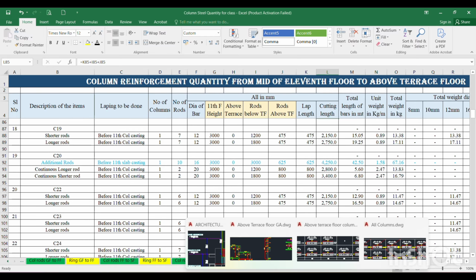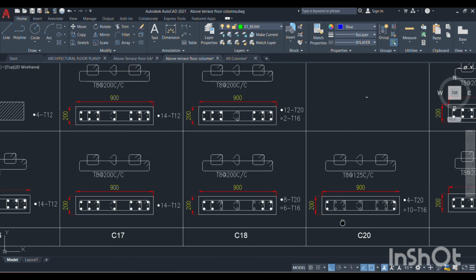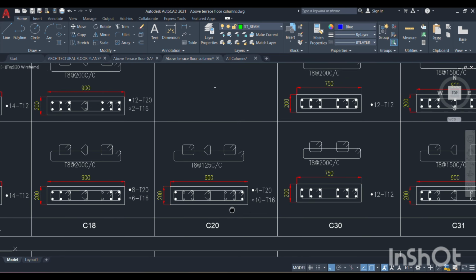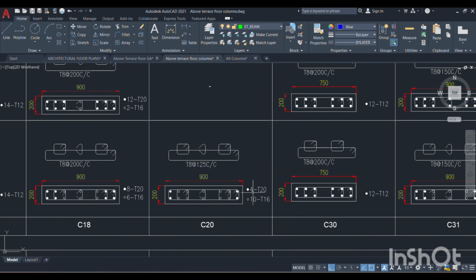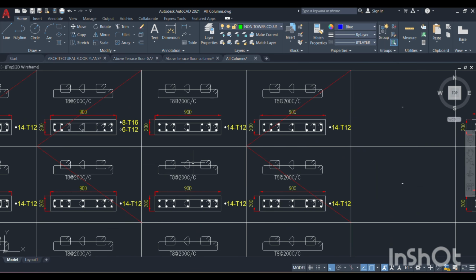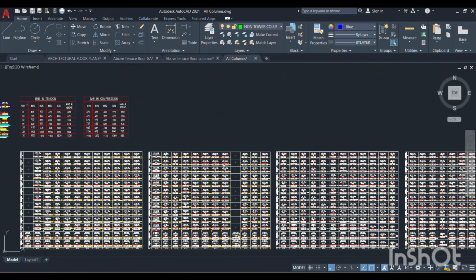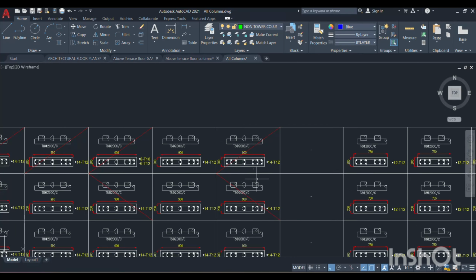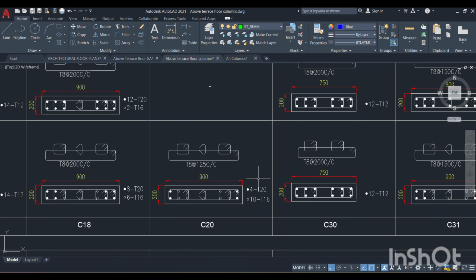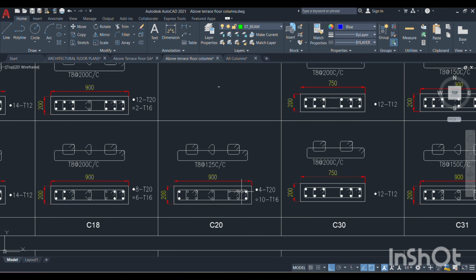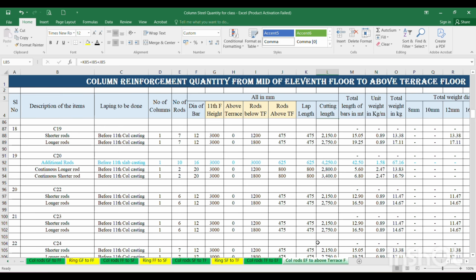In this C20 you can see, this is C20. C20 is also terminating at the terrace level, but only 420 is adding over here. This is C20. If you go to C20, yes, this is C20. So here also you see only 14 12 is there, no? But here this 4 number of 20 is adding. This 4 number of 20 is already added in the below slab C20.